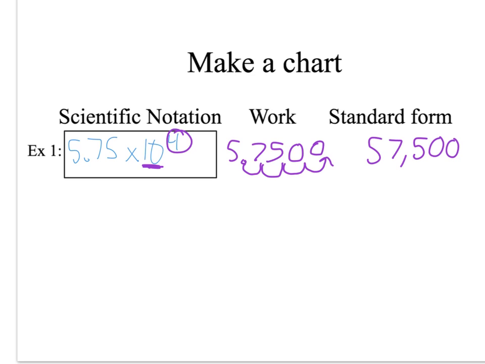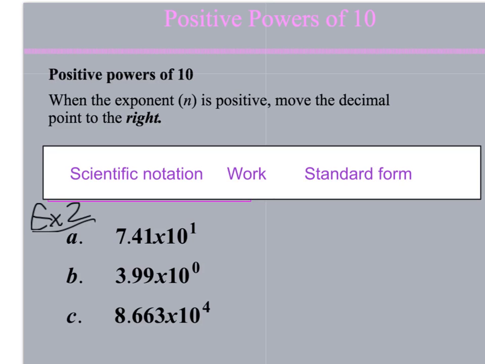We're going to practice again on the next slide. So if it's times 10, we know a multiply by 10 is the same as moving your decimal 1 time. Since it's to the 4th power, I'm moving my decimal 4 times. Please add this to your chart for example 2.